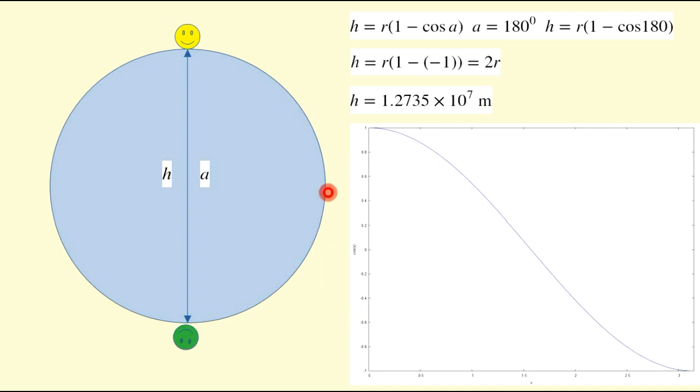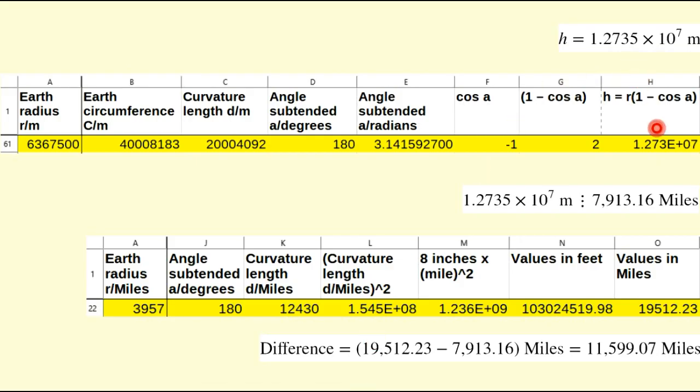Then if we go full on to 180 degrees, so we've now got all the way down here, it's clearly a double R. So you've got 2R. 180, what's the cosine of 180? Well, it is minus 1, there we go. So 1 minus minus 1 is 2R, happy days. Double the radius, obviously, 10 to 7 meters. And then we check that with the calculated version and the spreadsheet version, it fits in.